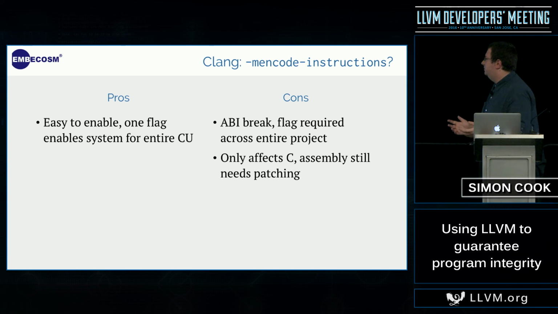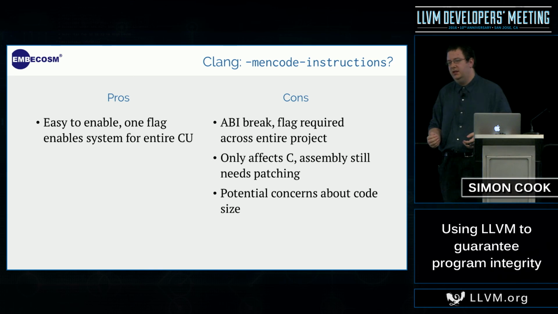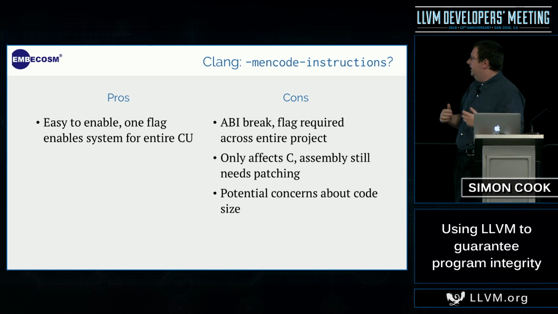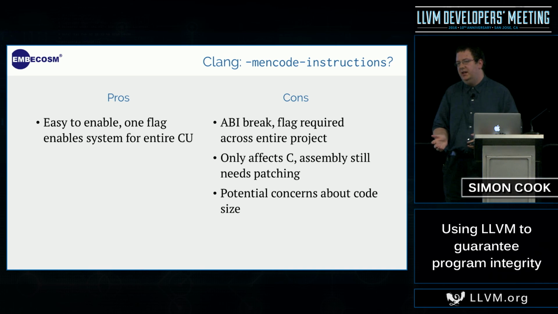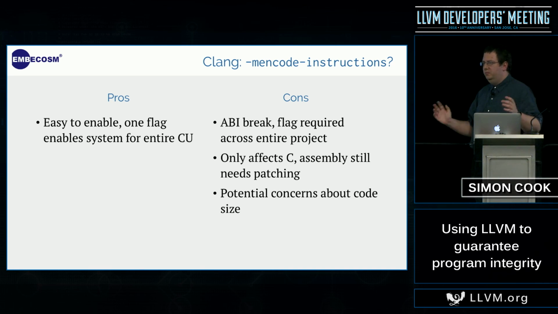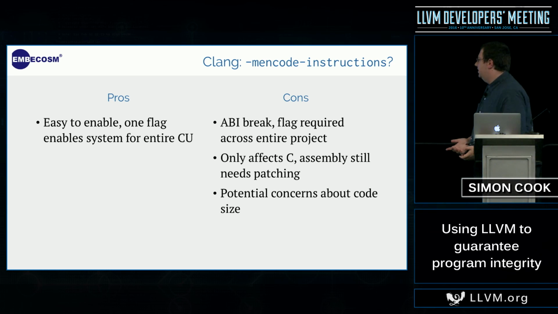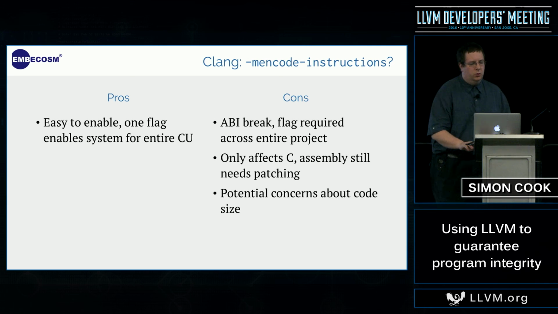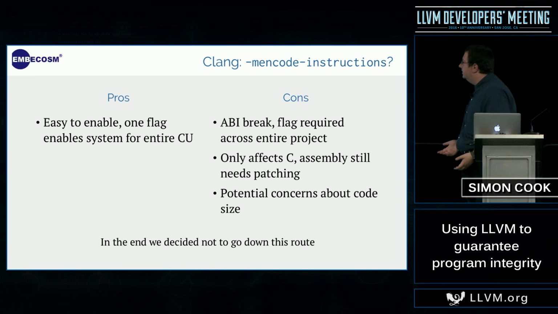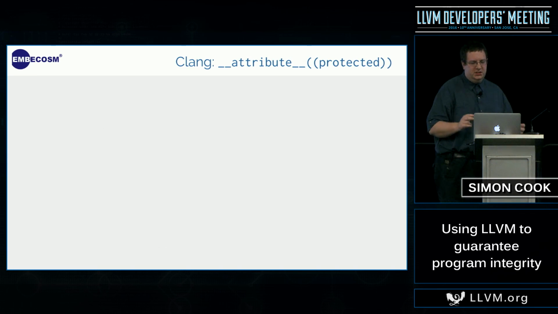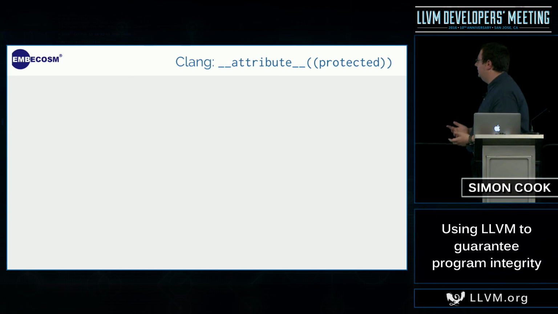And thirdly, there are some concerns you could have about code size if you're just adding these extra instructions all over the place. In a deeply embedded environment where code size is the critical thing, sometimes you don't care how long your program takes to run, you just care that it fits on your chip. Perhaps you don't want to start adding an extra word to your code size every 6 or 7 instructions. So in the end, we decided not to do this. What we've done instead is add an attribute to clang, which enables this on a per function granularity.